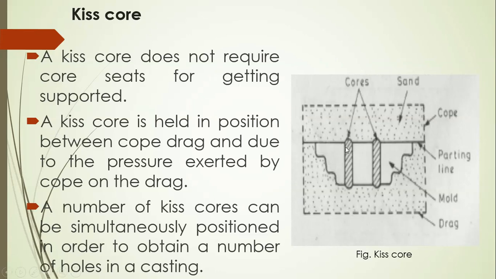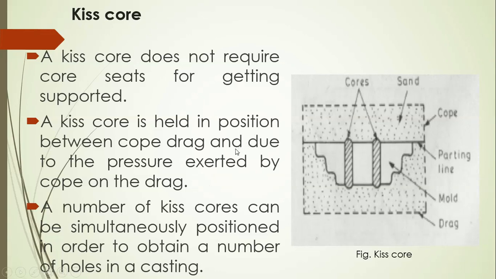For this kiss core, no core print is required as well as no chaplets are required to support the core, and we are giving support to that kiss core by using the pressure exerted by the cope on the surface of the drag. As and when we are placing this cope on the surface of the drag, at that time the pressure exerted by the cope on the surface of the drag is responsible to keep the cores in aligned position. Means we are not using any kind of core print or chaplets to support that core. A kiss core does not require a core seat for getting supported.